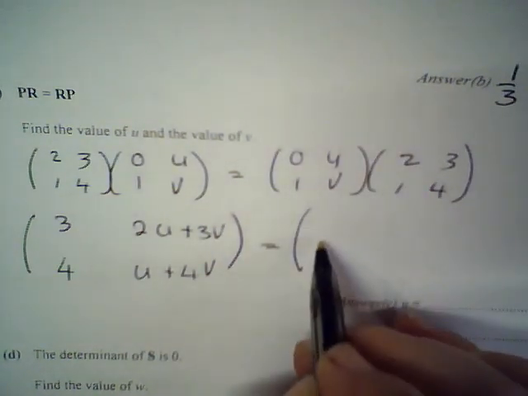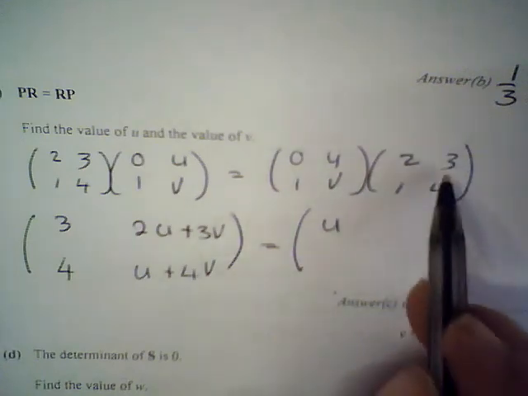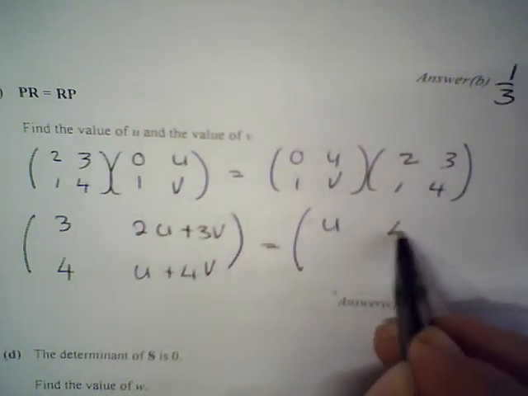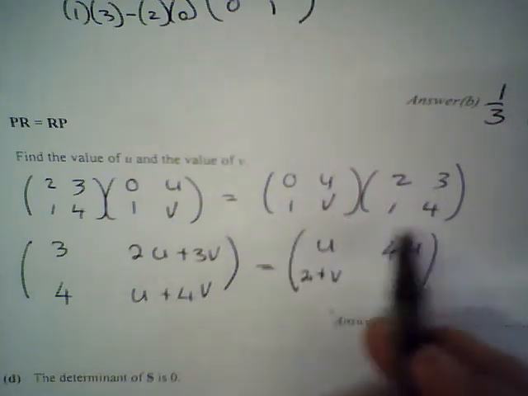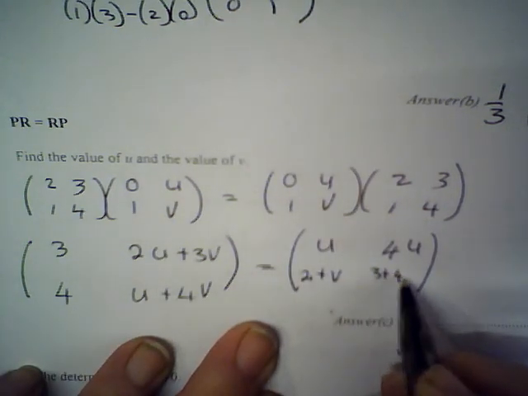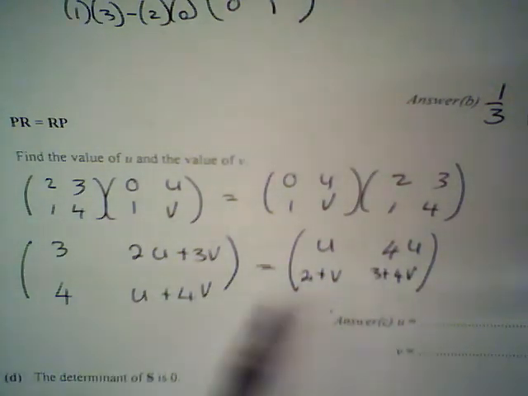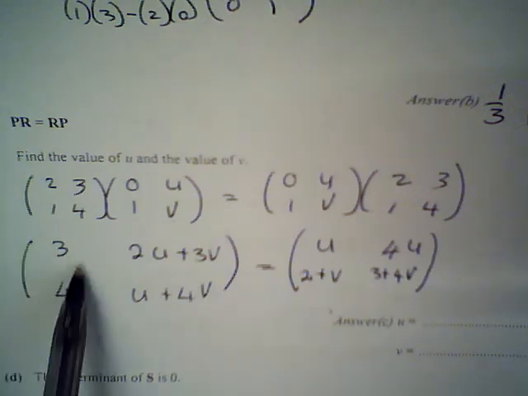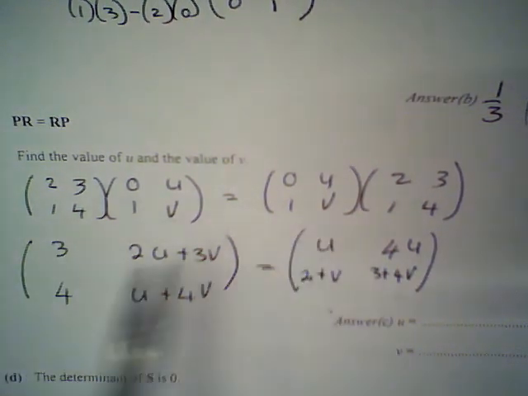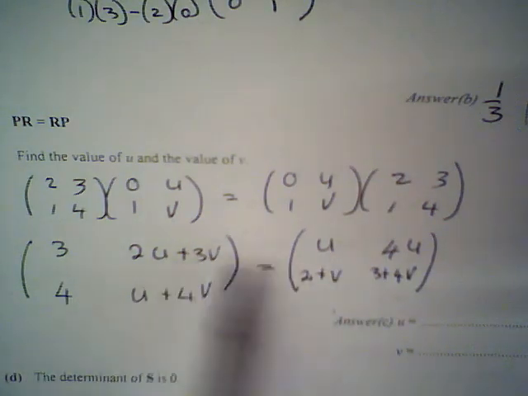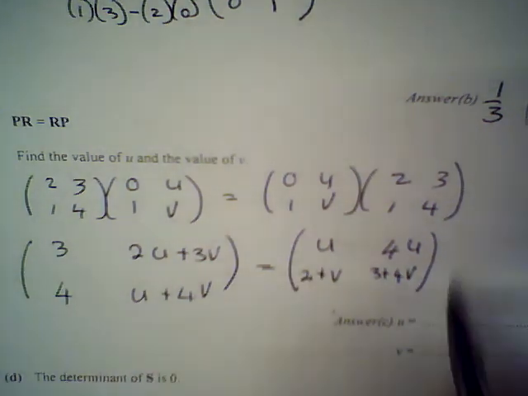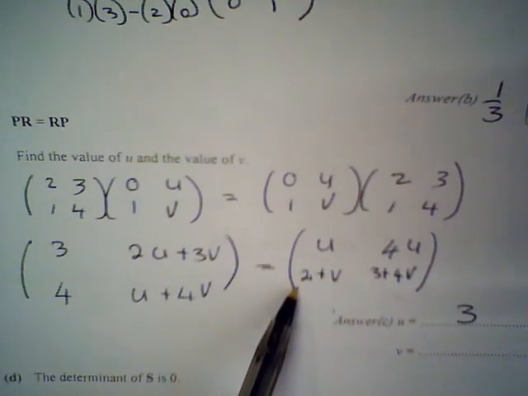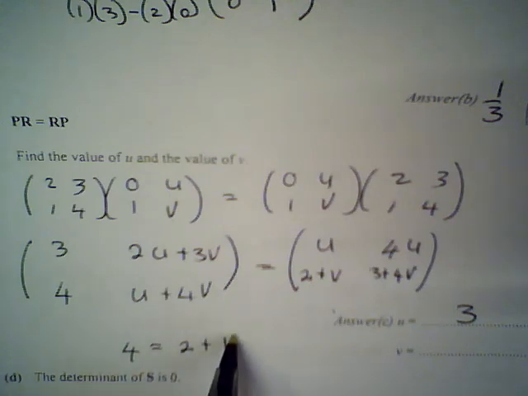The row times the column, that would just give us U. The row times the column, that would give us 4U. The row times the column, so 2 plus V. The row times the column, so 3 plus 4V. Now, we need to solve for U and V, so we can choose any one. This entry is going to be equal to that entry. This entry will be equal to that entry. Likewise for those two. I'm going to select the easier ones to solve. So 3 equals U. And this one, 4 equals 2 plus V. I can subtract 2 on both sides, so V must be equal to 2.